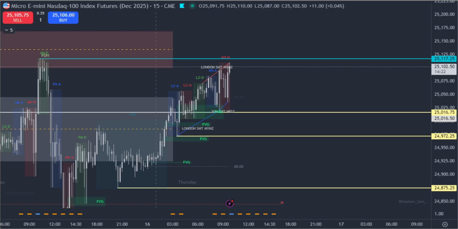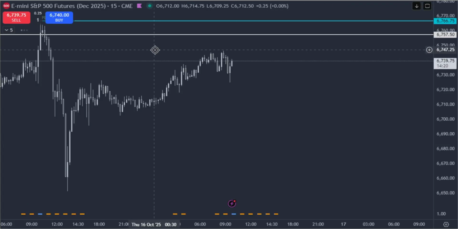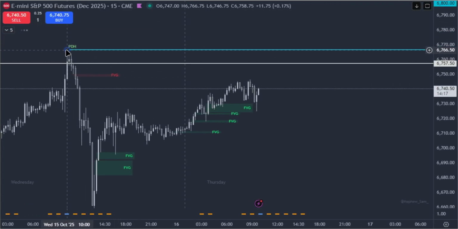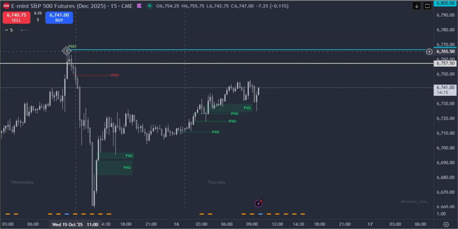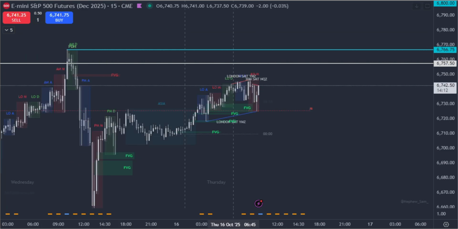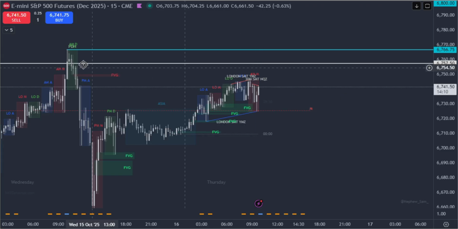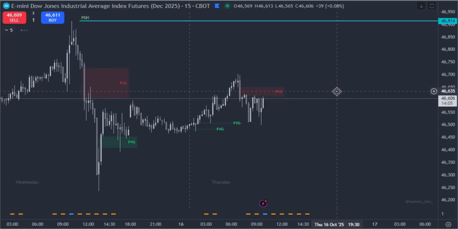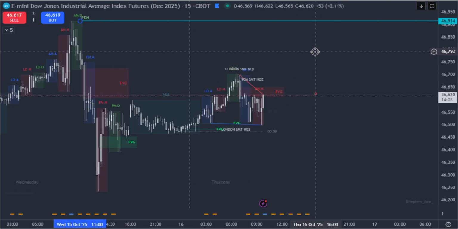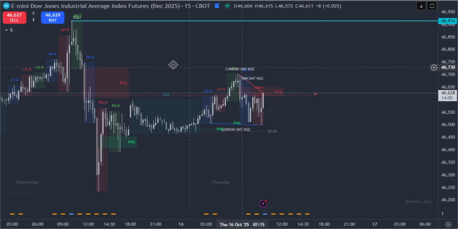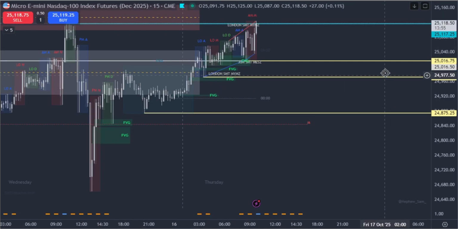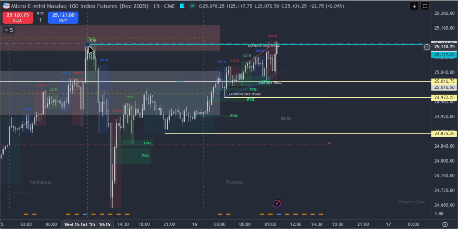ES. This is ES previous day high. You see how it's lagging behind, right? Let's look at the Dow Jones. Look at this big old gap. Let's go back to NQ. NQ already took it, right? So we manipulated up. NQ already took previous day high.